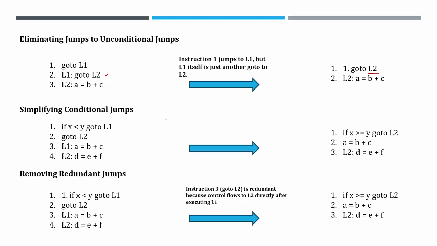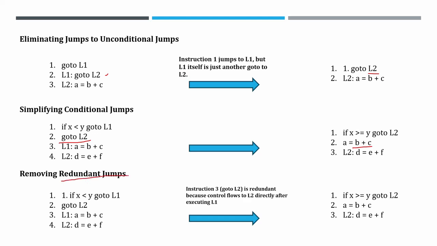Then simplifying the jump conditions. See here, if x is less than y, go to L1. What we have in L1 is a equal to b plus c. Then L2 will be executed. So what we can do is directly say, if x is greater than or equal to y, go to L2. Very simple. Otherwise, it will perform a equal to b plus c. We are trying to remove this particular go to here. Here we have two jumps, but we are reducing this to one jump. That is simplifying conditional jumps.